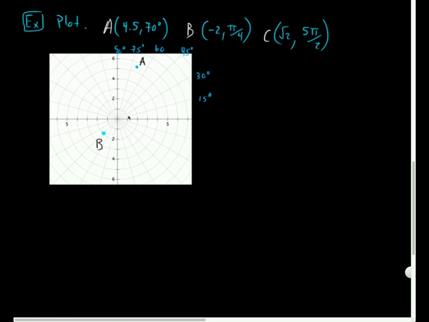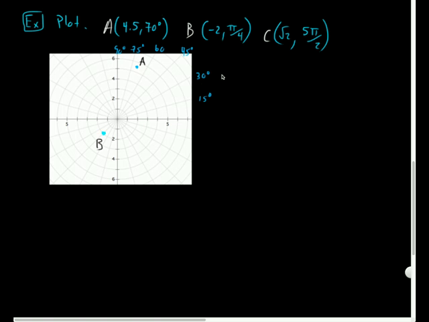Right there. And one of the things you might be realizing is there's probably another way I could label point B, and you're absolutely correct. It turns out that there are infinitely many ways that I can label any point within the polar coordinate system.